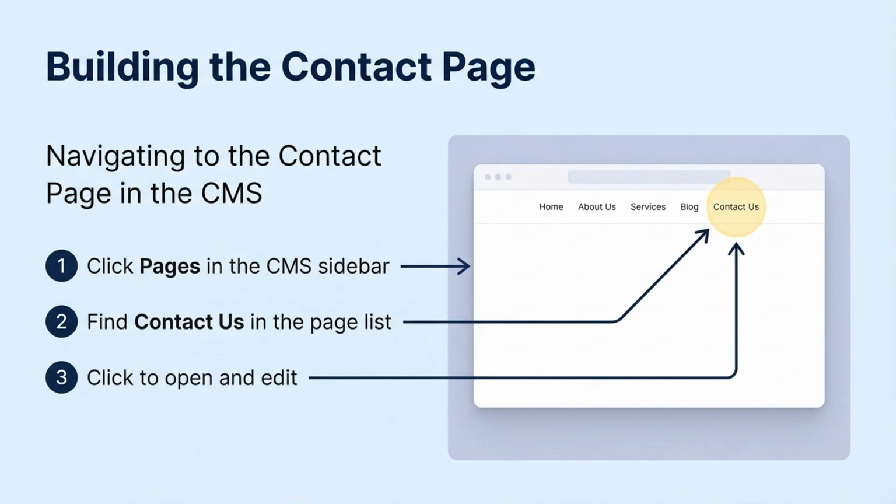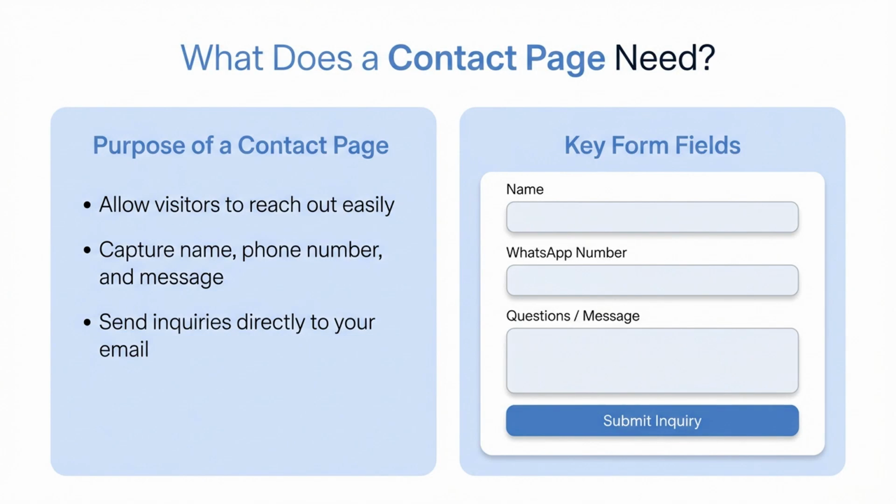The steps are straightforward. First, go into your Pages section in the CMS sidebar. Then, locate the Contact Us page in the list. It should already be there as a placeholder. Click on it, and you'll be taken directly into the page editor, where you can start adding your content and form.